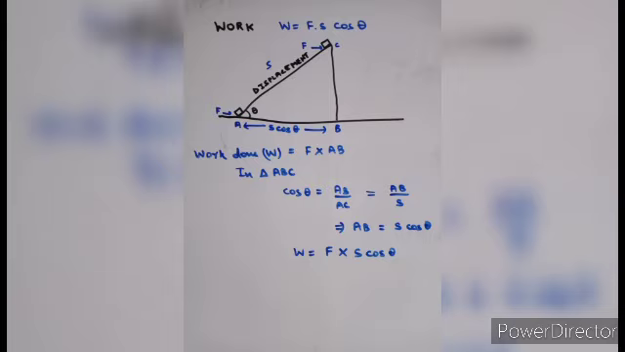In this right angle triangle ABC, if we take cos θ, it is base upon hypotenuse, that is AB by AC, which makes AB upon S, which means the value of AB is S cos θ. Now substituting this value of AB in the equation W = F × AB, it gives us the formula W = Fs cos θ. So I hope you understand it.